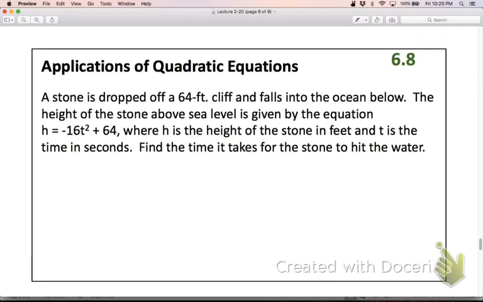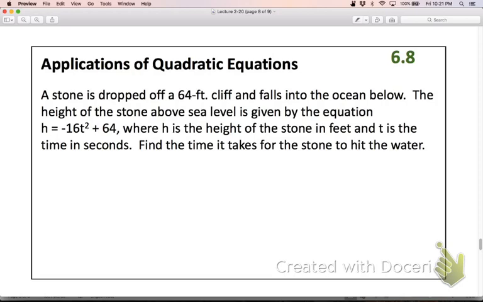Okay, here's another really common application with quadratic functions. This would definitely be something I would expect to see on the next test. So it says a stone is dropped off a 64-foot cliff and falls into the ocean below. The height of the stone above sea level is given by the equation h is equal to negative 16t squared plus 64, where h is the height of the stone in feet and t is the time in seconds. Find the time it takes for the stone to hit the water.